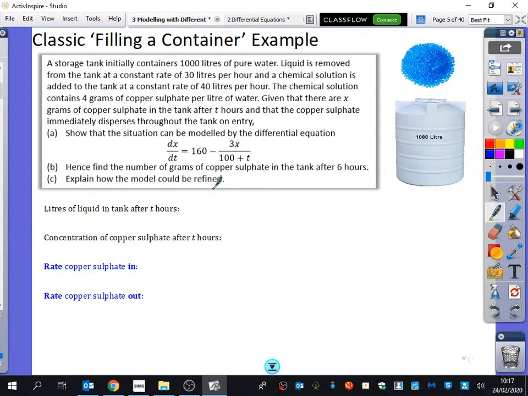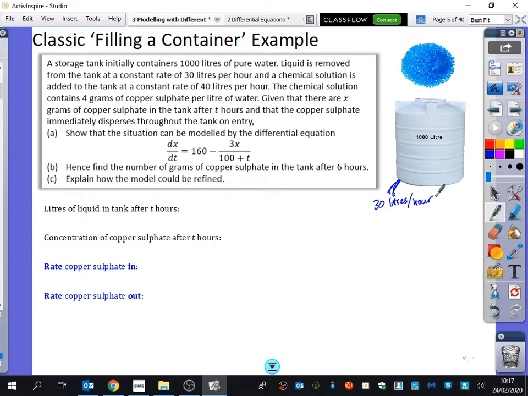So this is talking about a classic filling a container example, and there are obviously going to be different ways that these can be set up, but we'll try and think about what's happening. It's got a storage tank here. Here's my storage tank. Initially it contains 1,000 litres of pure water. Liquid is removed from the tank at a constant rate of 30 litres per hour. So it's coming out of the tank, 30 litres per hour. Water is leaking.